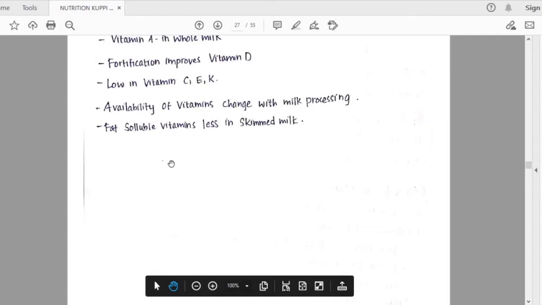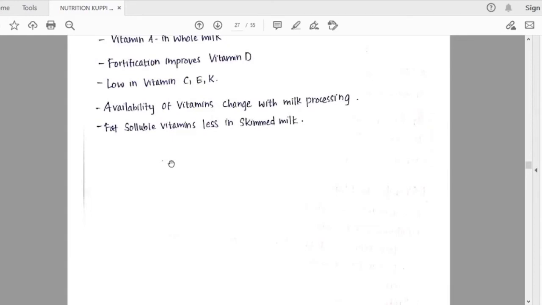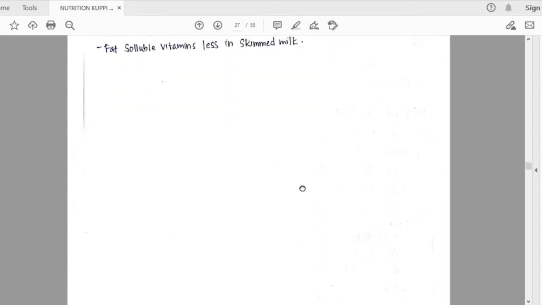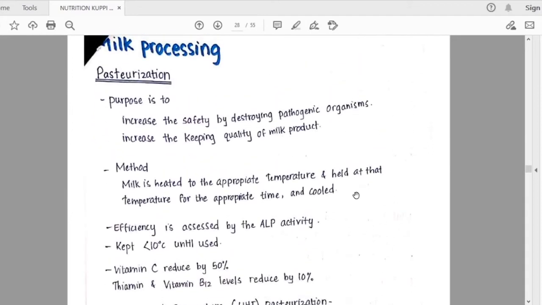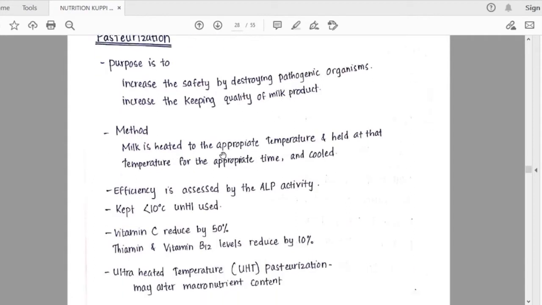Skim milk means removing the skimmed fat layer that forms on top when the milk is sterilized. That is what we call skimmed milk. Next we come to pasteurization. The purpose is to increase safety by destroying pathogenic organisms and to increase the keeping quality of the milk product. Method: milk is heated to the appropriate temperature, held at that temperature for the appropriate time, and cooled.